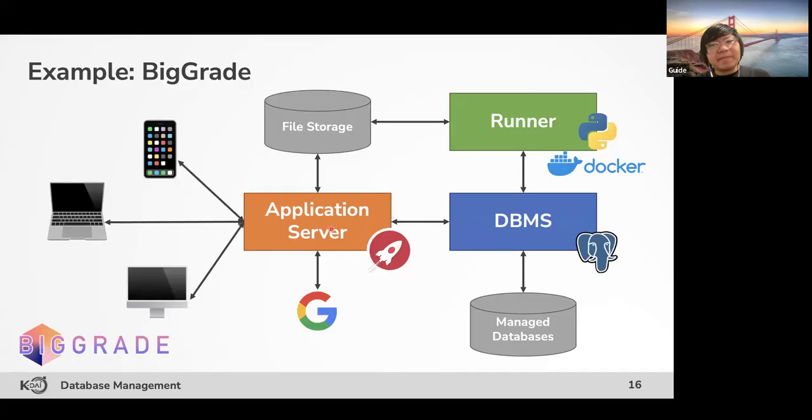Okay, the application server may interact with many things. For example, Google, in order to do the Google login, right? The file storage, so that when you submit files, I can store your files in this bucket. The application server also interacts with something we call a DBMS, database management system, which is basically the missing piece from the previous slide. This will be the one that interacts with the databases.